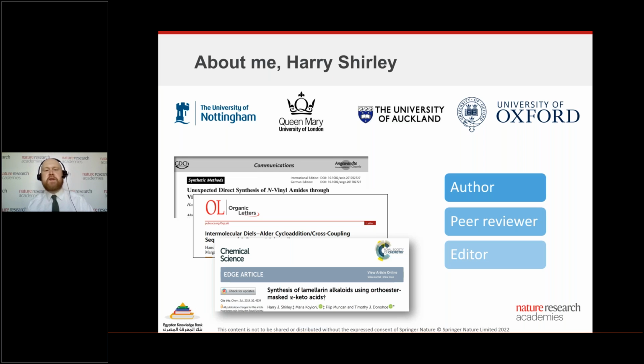My job title is Editorial Development Manager. A large part of my job at Springer Nature is conducting workshops such as this, where I want to help other researchers in various different aspects of their career. Many of my workshops are related to publishing skills, but other areas as well, such as grant writing.